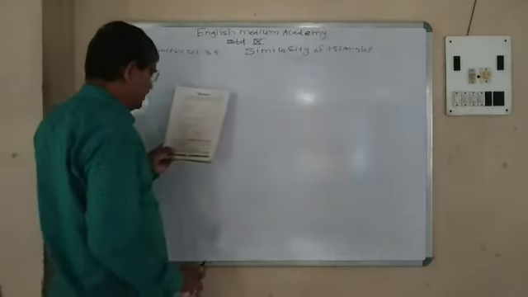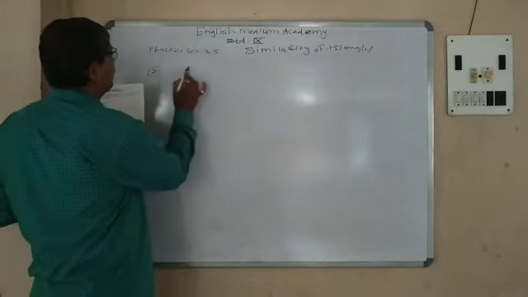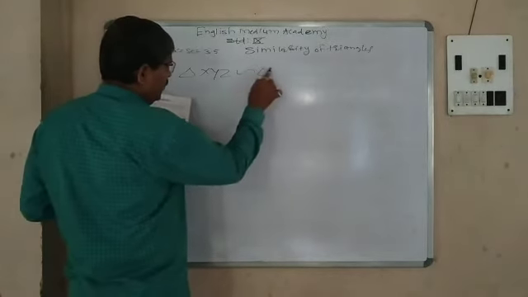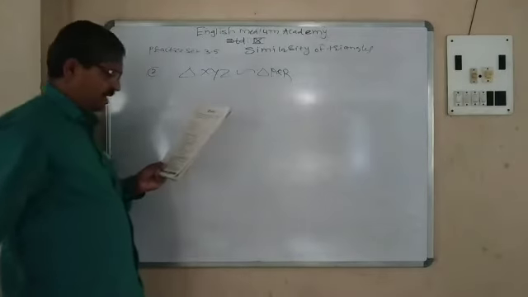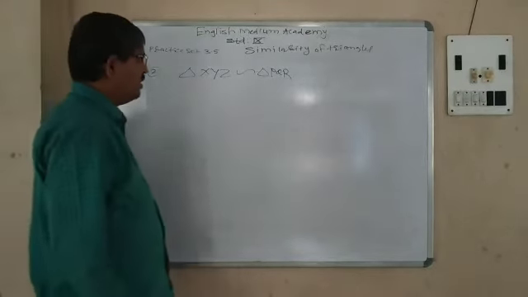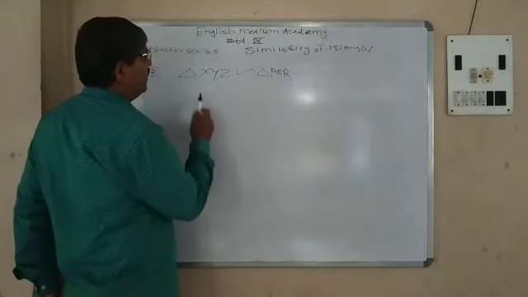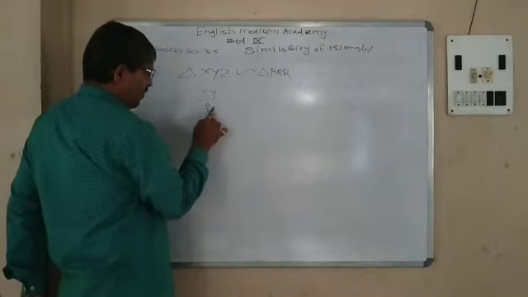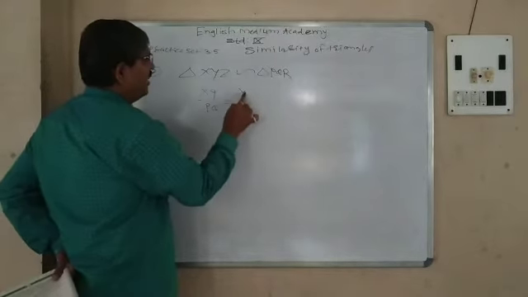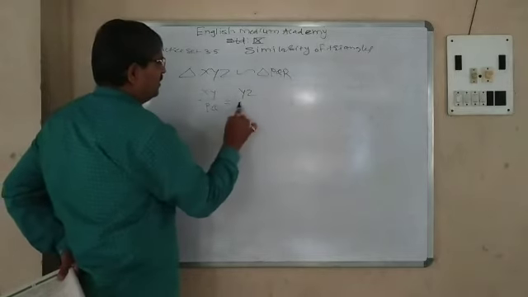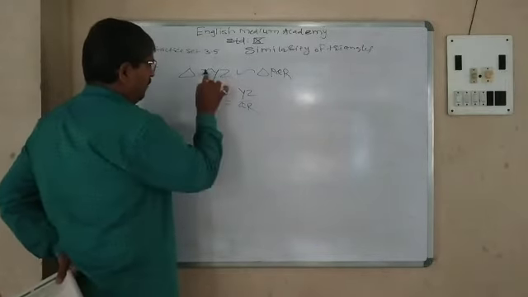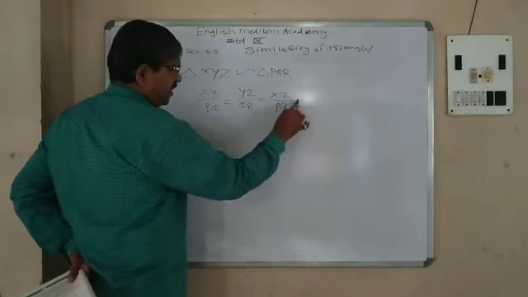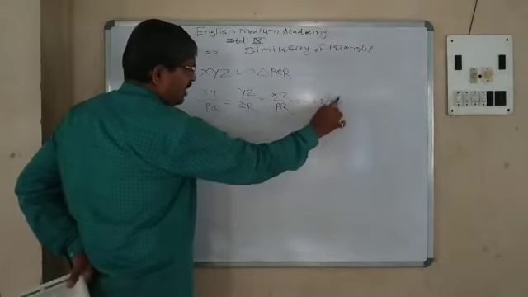In triangle XYZ, it is mentioned that triangle XYZ is similar to triangle PQR. Then we should first write the corresponding sides: XY upon PQ is equal to YZ upon QR, the second and third pair, and the first and last, XZ upon PR, corresponding sides of similar triangles.